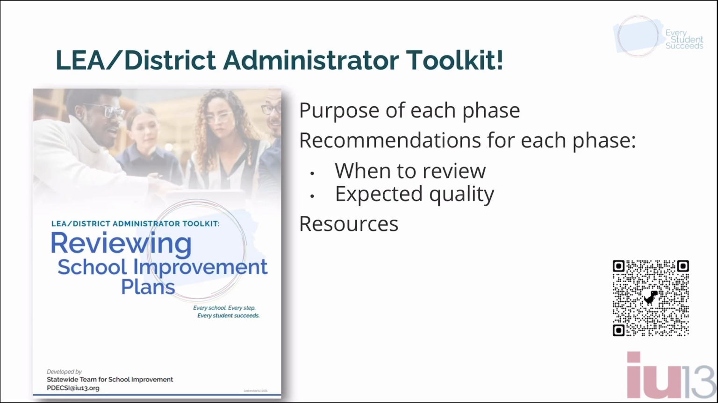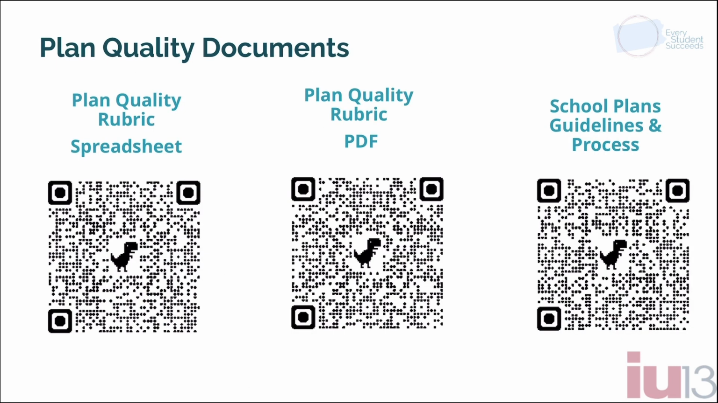Most of what I share today is from the District Administrator Toolkit for reviewing school improvement plans. This toolkit supports leaders by providing a purpose for each phase of improvement planning, shares expectations for the quality of each phase, and provides links to resources. You can find additional guidance for quality plans at each of these QR codes. As you can see, the rubric is both in spreadsheet and PDF format. On the right is a document that provides guiding questions for each phase of improvement planning, along with expectations for high-quality plans.